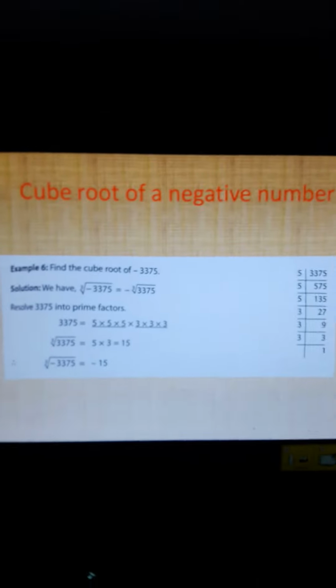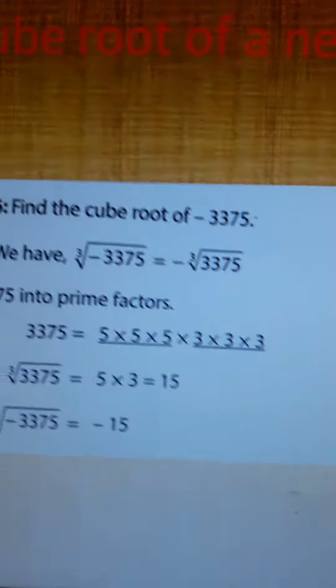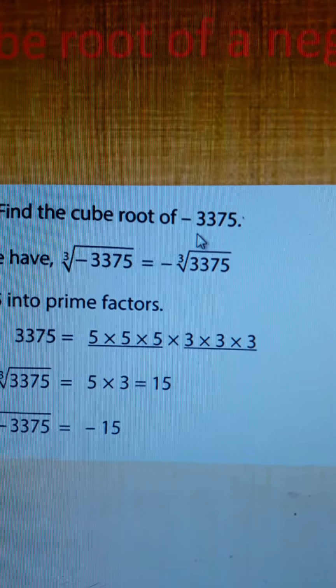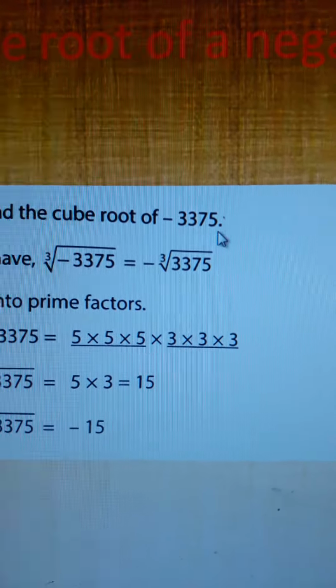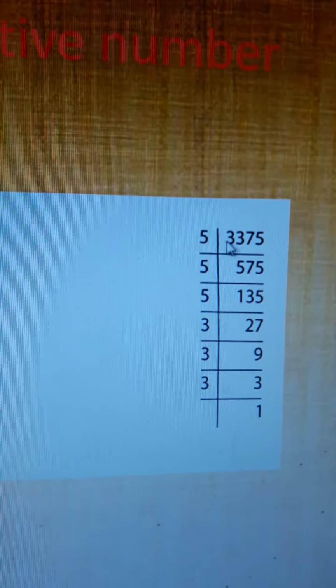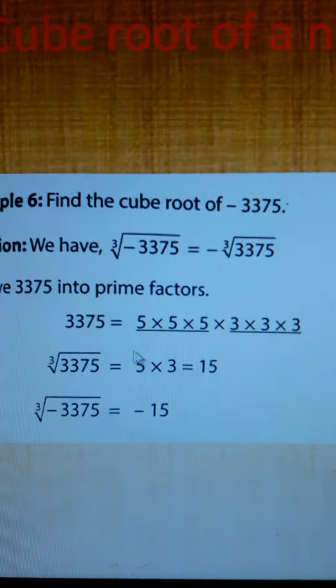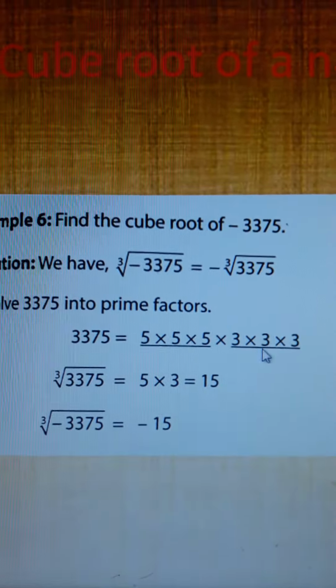Now we will learn how to find out the cube root of a negative number. The method will remain the same. For example, here we have the question, we have to find out the cube root of minus 3375. So we will follow the same method again. Here we will prime factorize 3375 and we get one group of 5 and another group of 3.